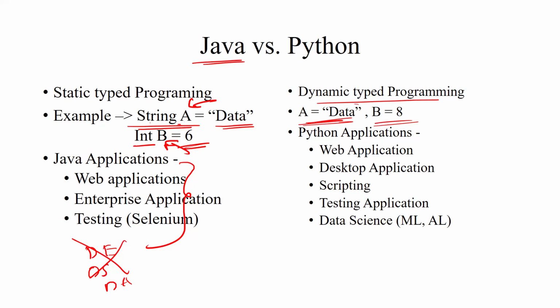Both are programming languages, but you're overcomplicating it if you're writing that in Java. But I am saying Python is also good for web applications. Python can also be used for desktop applications. You can do whatever you want in Python, but it may not be that effective.